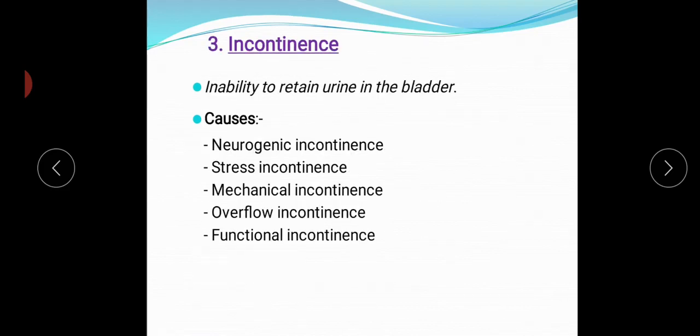The next is incontinence. Incontinence means inability to retain urine in the bladder. That means there will be involuntary excretion of urine. Most often there is dribbling, which we have discussed previously during the micturition portion. The patient is not able to hold the urine, and it will flow. That may be because of various causes like neurogenic, stress incontinence. It may be mechanical, overflow, or functional.